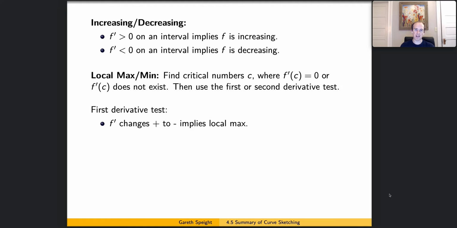For the first derivative test, we look at one of these critical numbers and we look for a change in sign of f prime. So if f prime changes from plus to minus, so from positive to negative, that means that f changes from increasing to decreasing. So if you think of the picture, that means there is a local max.